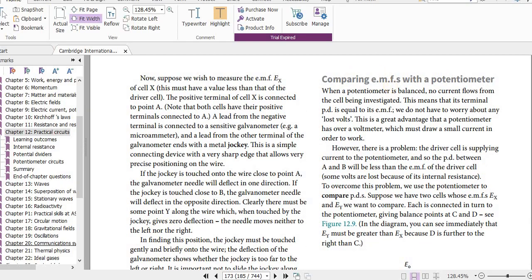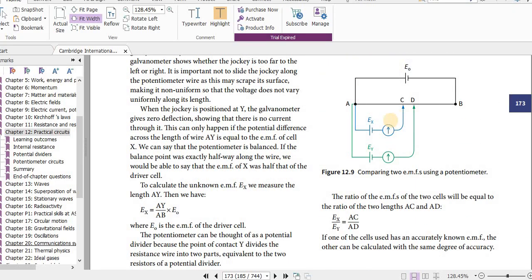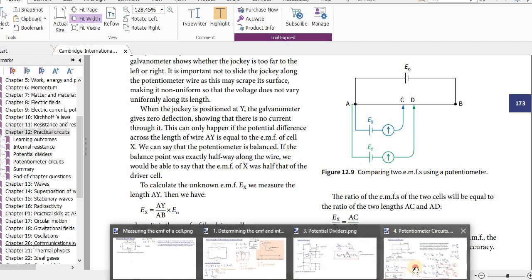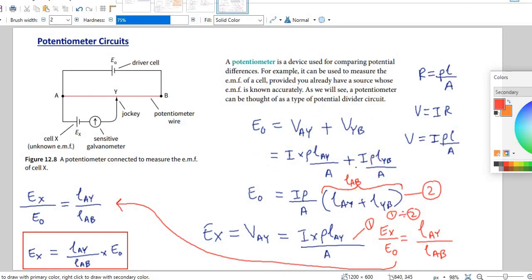Comparing EMFs with a potentiometer. I'll just read this paragraph quickly. When a potentiometer is balanced, no current flows from the cell being investigated. This means that its terminal. So here also, by the way, this should not be deflecting. Again, no current is flowing through this path, no current is flowing through this path. Then only you can get this equation like I showed you over here. You can get this equation.